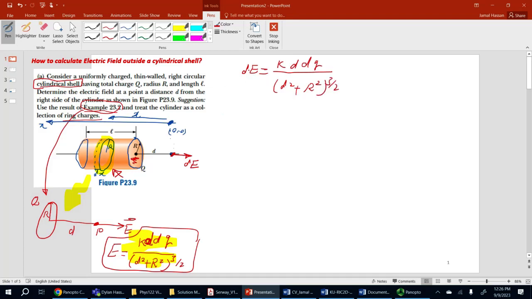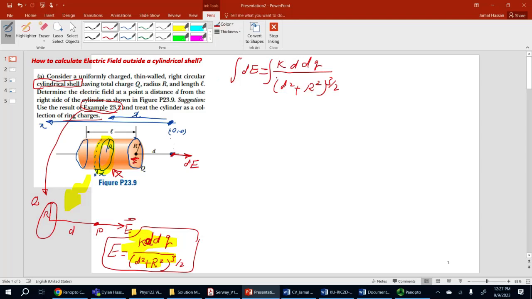But that electric field is only the electric field from the ring which is a part of the cylinder. We need to find the total electric field, which means we need to consider all other rings, the one at the very beginning, the one next to it, the one next to it, the one that goes all the way to the end. So we need to do integration, right? We need to do integration.